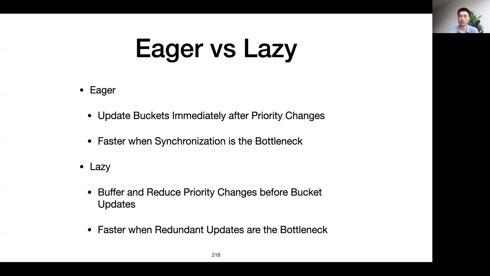Right, so to give you some intuition, for applications like K-core, you would actually change the priority of a node maybe 5 to 10 times in the same round. In an eager approach, you would have to update the bucket 5 to 10 times, versus in a lazy approach, you can reduce all of the priority changes and update the bucket only once.